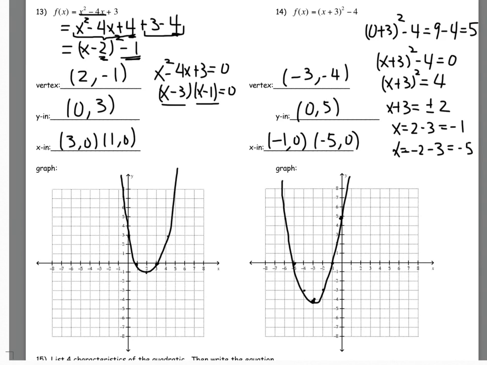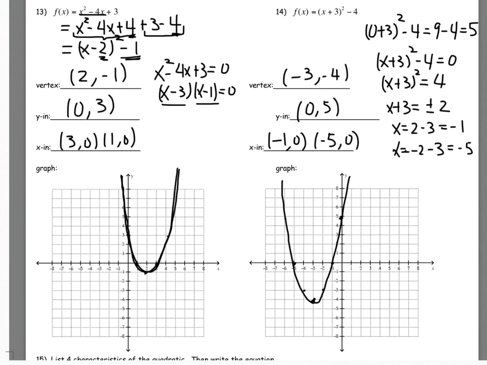So now we have the vertex located at 2, negative 1. We have the x-intercepts located at 1, 0 and 3, 0. We have the y-intercept located at 0, 3. All this information put together, draw the quadratic equation passing through all these points. So your graph should look like this.